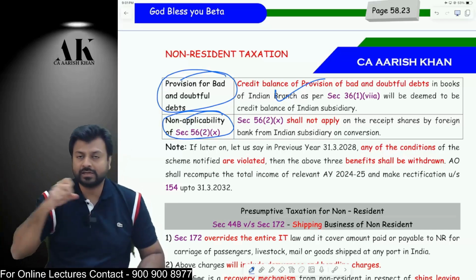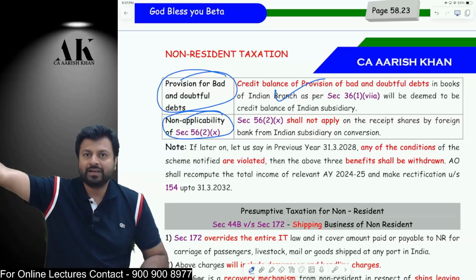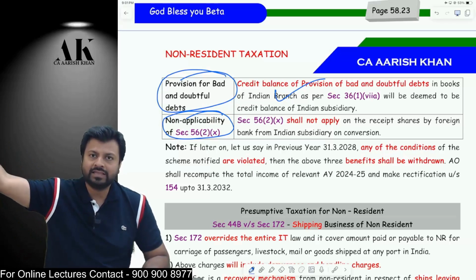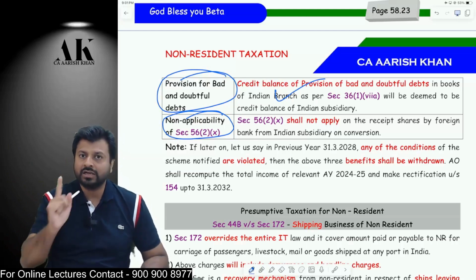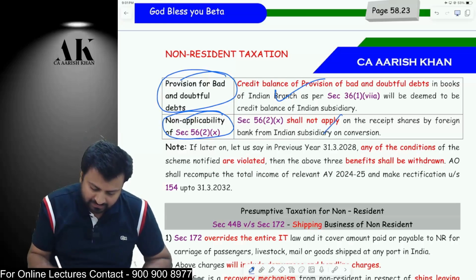HO has to purchase the shares of the Indian company, right? So the Indian company will give the shares to the German company, and therefore the German company will get shares from the Indian company for free without any consideration. So whether the gift tax will be applicable, gift tax will not be applicable over here.